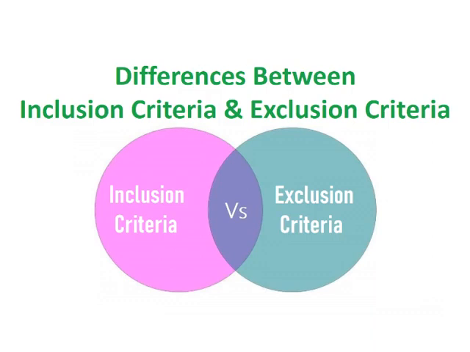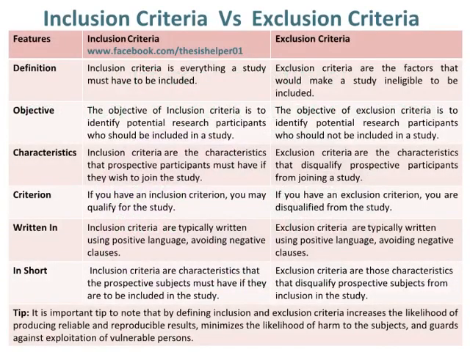Differences between inclusion criteria and exclusion criteria. Inclusion criteria versus exclusion criteria. Inclusion criteria is everything a study must have to be included, whereas exclusion criteria are the factors that would make a study ineligible to be included.